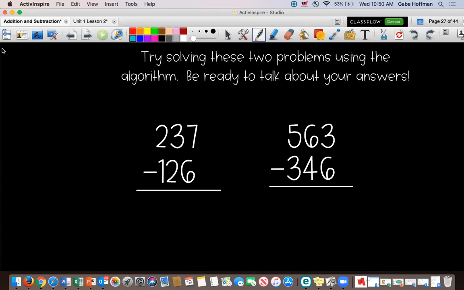Okay, everybody, let's come back together. We're going to go through these 2 problems, lickety split, and then we'll be on your way to do the assignment for the day. So is there anybody who can talk us through the first problem, 237 minus 126? Jay, go for it. Tell us what we should do step by step.